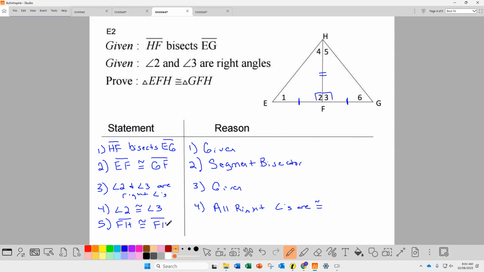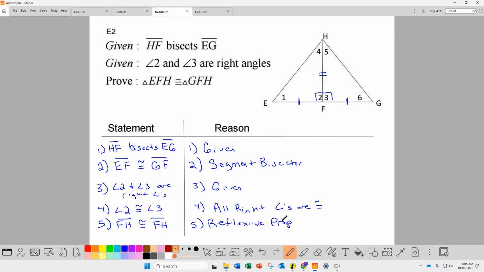Okay, guys, I think I've said it enough. What says something is congruent to itself? Yeah, reflexive property. Reflexive property is going to say something is congruent to itself.